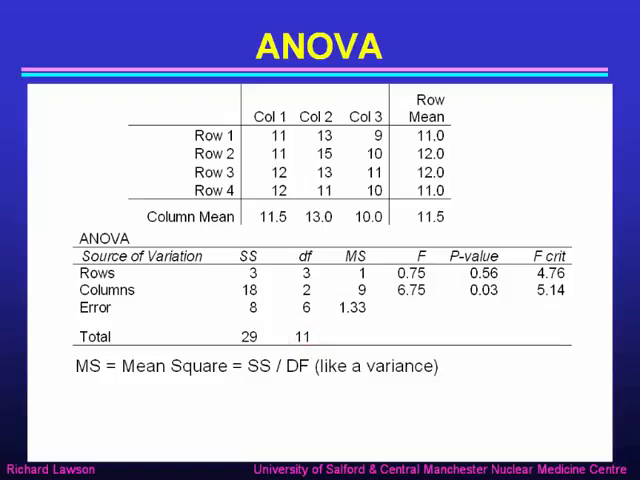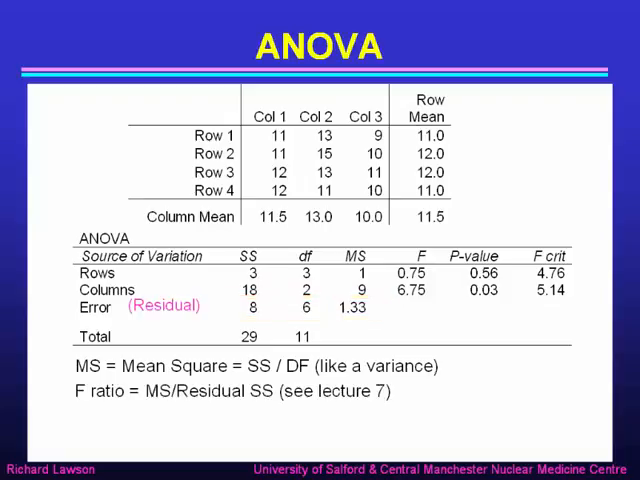The mean square is defined as MS, which is the sum of the squares, SS, divided by the degrees of freedom. That's a bit like a variance. That's how we define variance, as the average square deviation. In this case, the mean square for the rows is 3 SS divided by 3 degrees of freedom, which is 1. The mean square for the columns is 18 divided by 2, which is 9. And for the error, 8 divided by 6, which is 1.33.